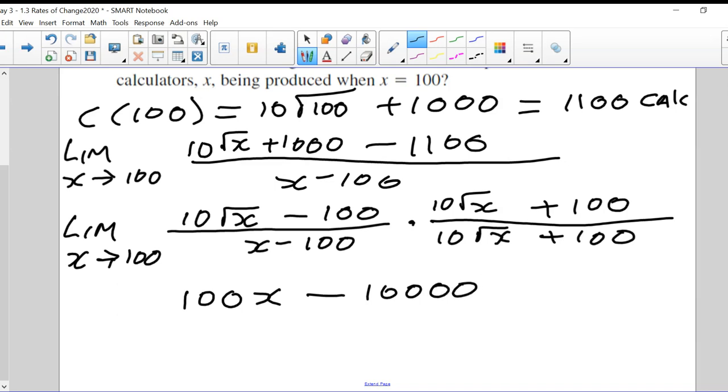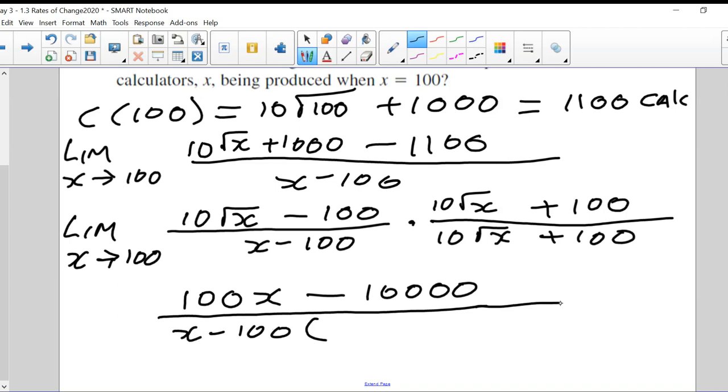Okay? So 100x minus, what is that? 10,000. All right? The bottom, I'm going to leave it in factored form. So I'm going to have x minus 100 multiplied by this conjugate that we just talked about, 10 root x plus 100.